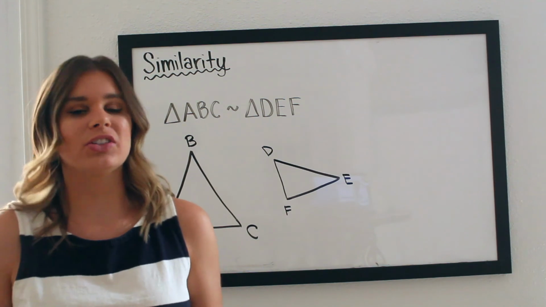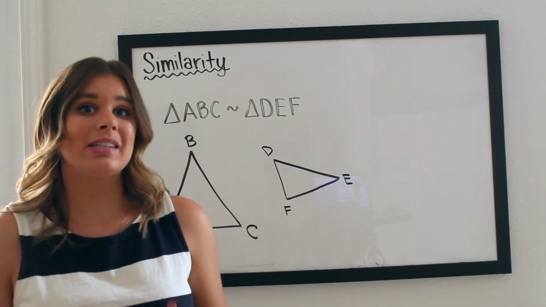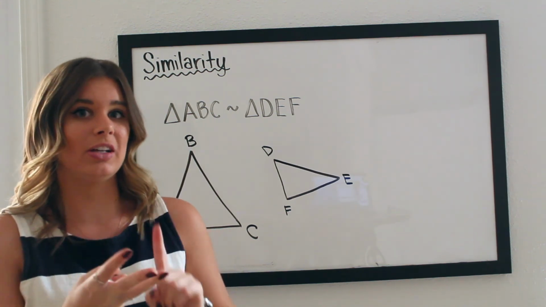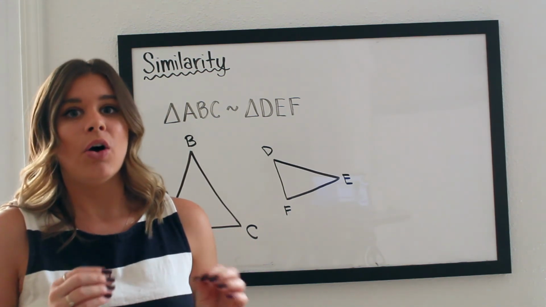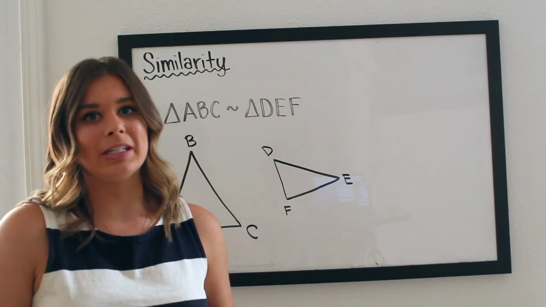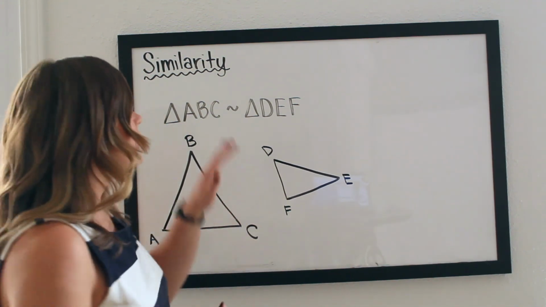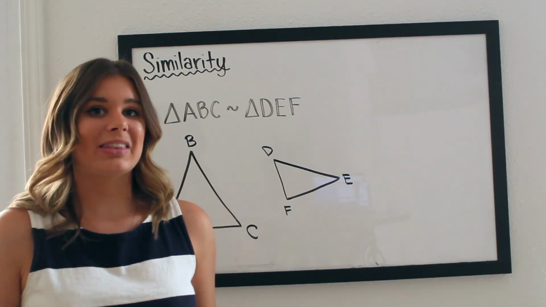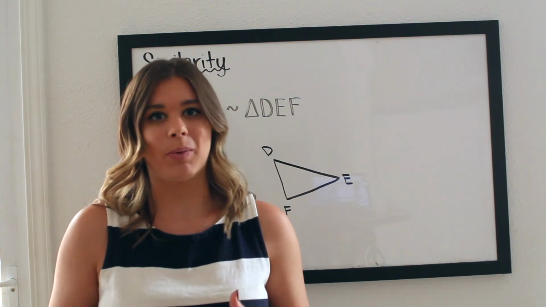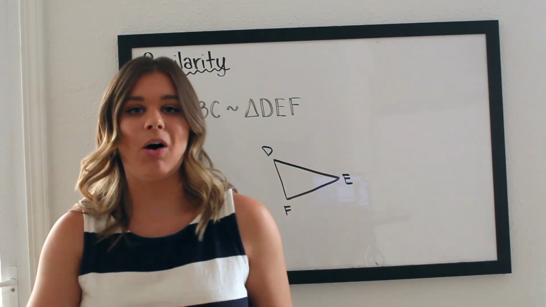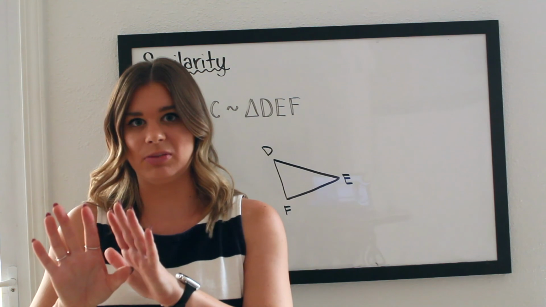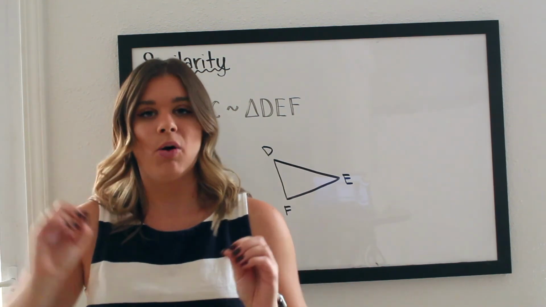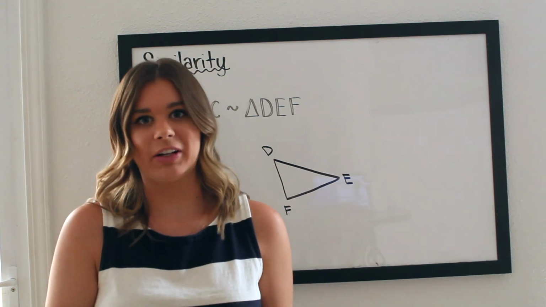So if two figures are similar, it means there's a sequence of rigid transformations. Those would be your rotation, reflection, or translations, or even a dilation that would take one figure to the next. Now, similar basically means that the figures are proportional, meaning that there is some scale factor or multiplier that I can multiply all the side lengths of one of my figures by to get my new figure. So it would either enlarge it, make it bigger, or reduce it and make it smaller.